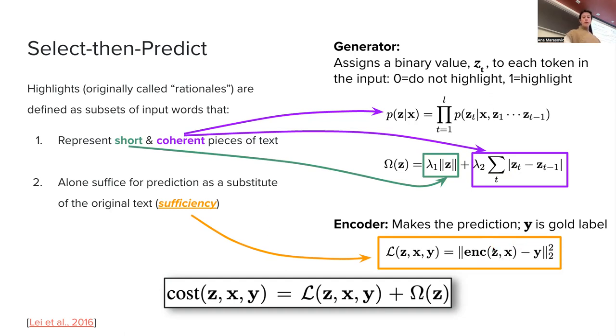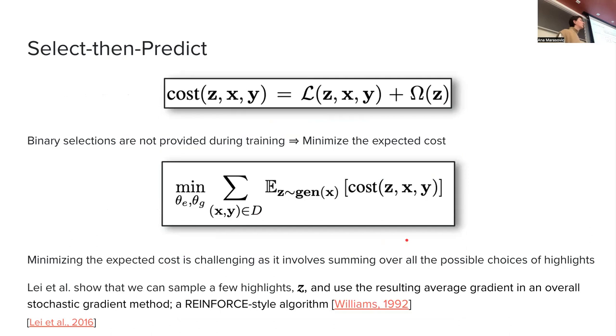When you put all of this together, you're not using human-written explanations or highlights here, so you don't have the supervision for your Z vectors of zero and one. That puts you in a pretty funky place because you also want to backpropagate through those components. So you need to minimize the expected loss. It is challenging because it involves summing over all possible choices of highlights. In this work, they show that we can just use the REINFORCE algorithm to do this.